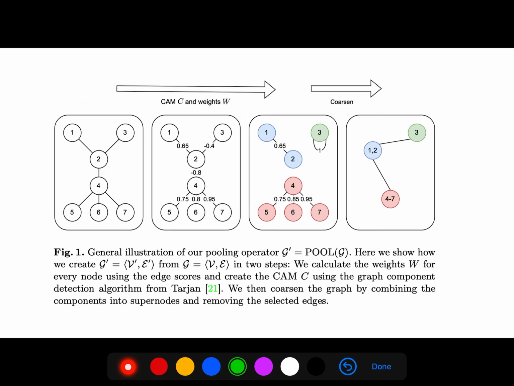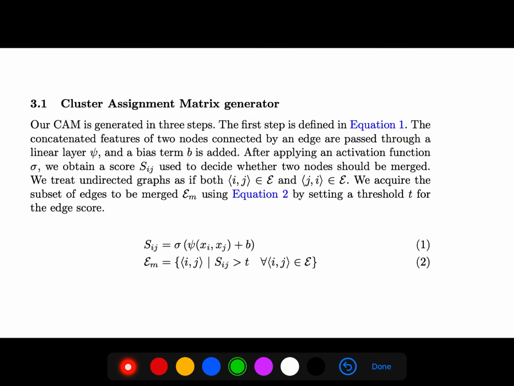So this is a general illustration of our pooling operator where we show how we create the new graph. So we coarsen until we reach the final level. Our CAM stands for Cluster Assignment Matrix. Our CAM is generated in 3 steps.